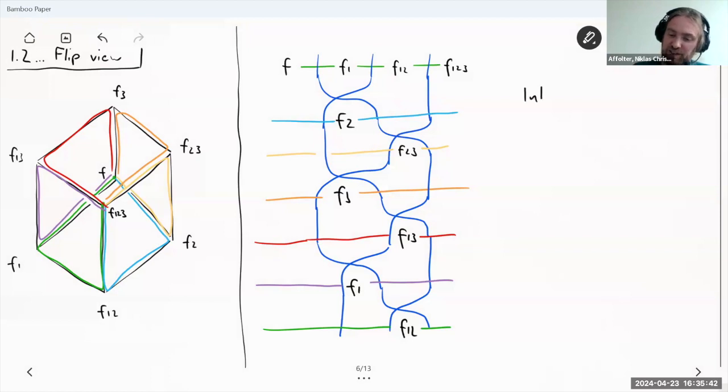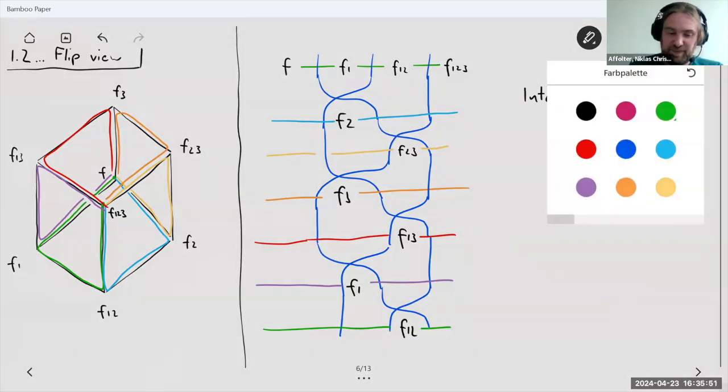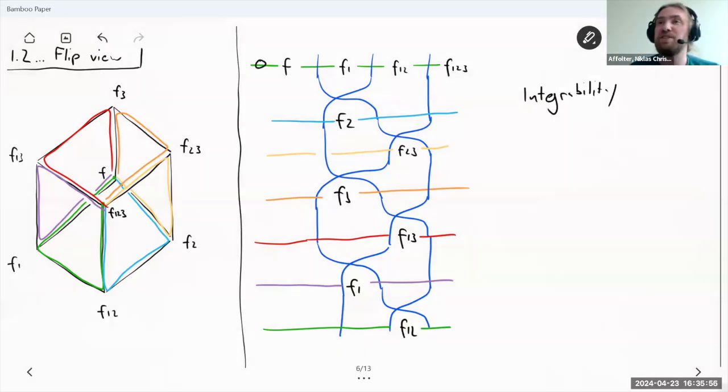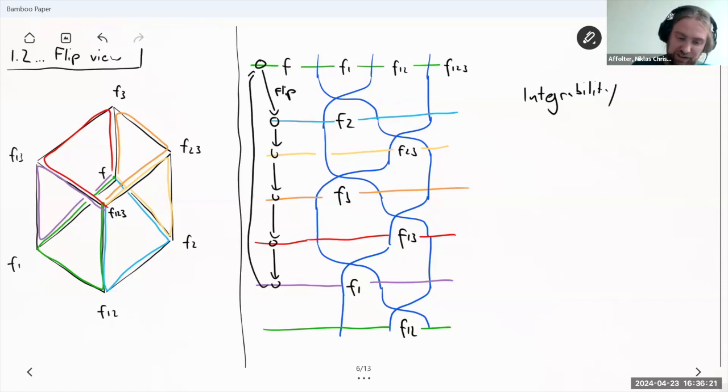And integrability in this setup, what does it mean? How do I view this? Well, I think of it like this. This string is my first state, sort of. Then I flip to get to my second state, which consists of f, f2, f1,2, and f1,2,3. Then I repeat it. I have to repeat it, I think, 6 times. And then, I mean, this bottom thing is the same as the beginning, so really I could draw this like this.